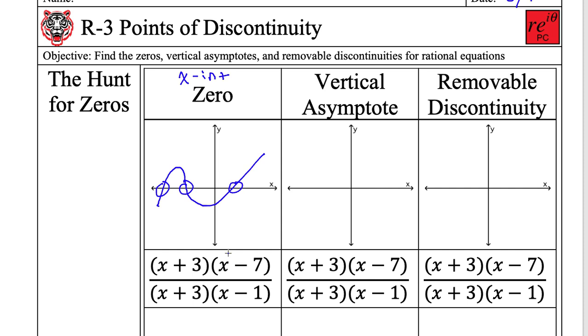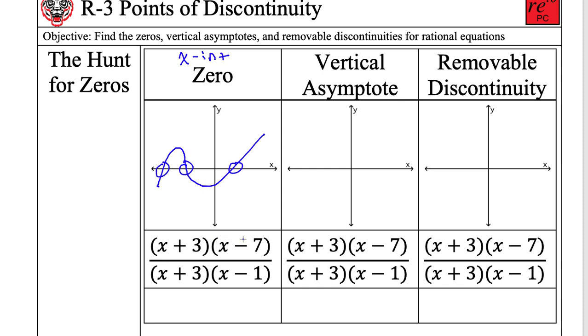All right, so I copied and pasted the same rational expression in each of these. So you need to circle the one that will give you the 0. The one that you're going to circle is the one that doesn't cancel out, and that is in the top. It has to be in the numerator, and it doesn't cancel out. There it is, x minus 7.